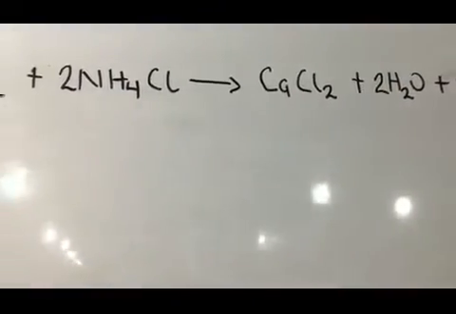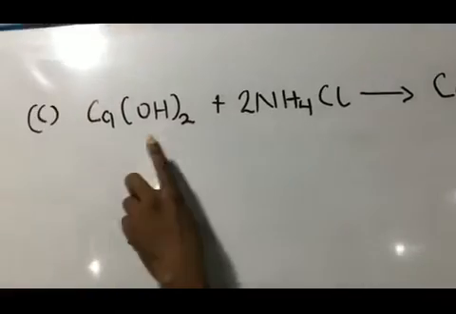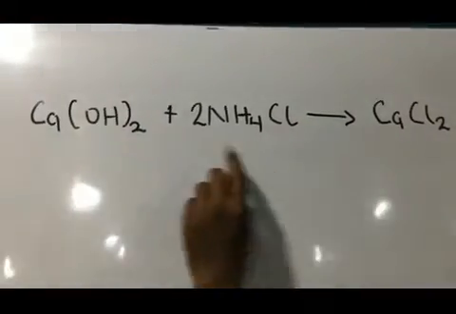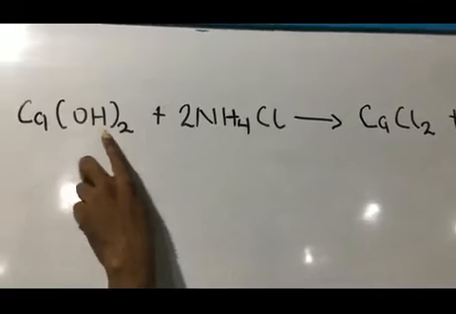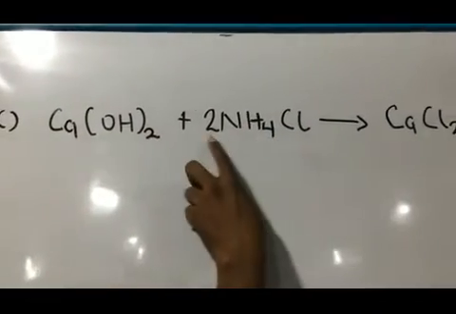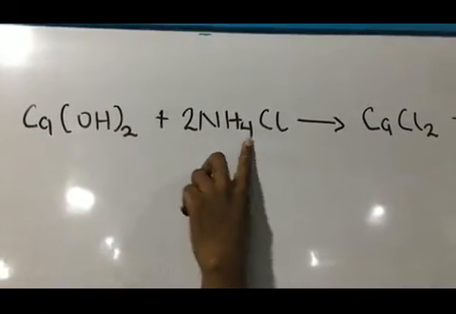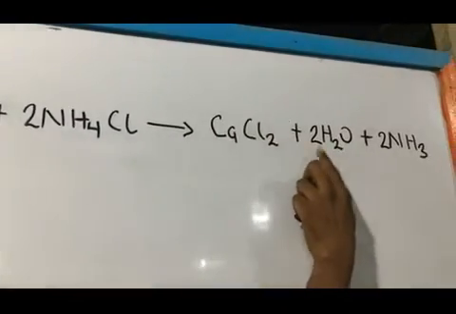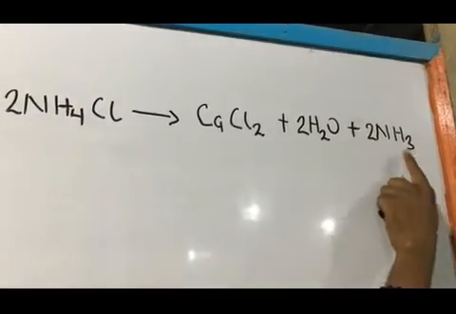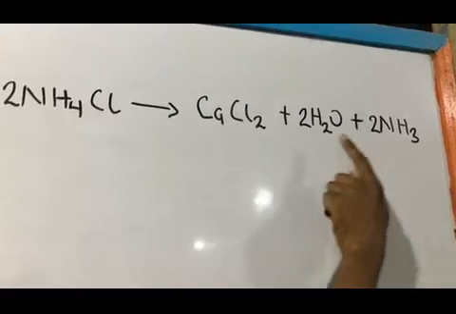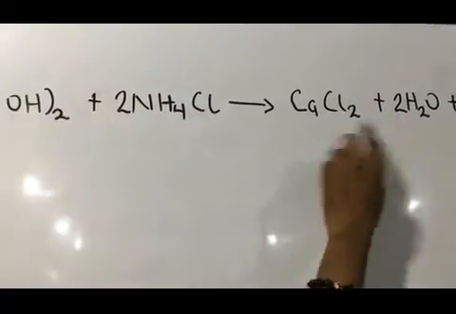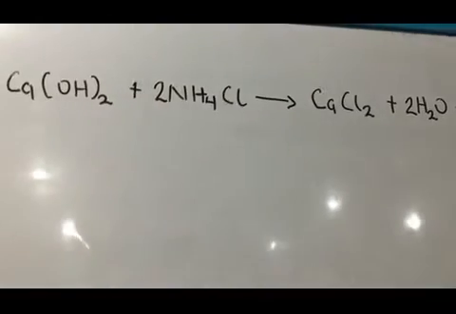If you cross check, calcium is 1, calcium is 1. Oxygen here is 2, oxygen is 2. Hydrogen here is 2, plus the hydrogen from ammonium chloride, which is 8, 2 times 4, making 10. Hydrogen in the water is 4, 2 times 2, and the ammonia is 6, 2 times 3. So 4 plus 6, 10. So the hydrogen is also balanced. And then chlorine is 2, chlorine is 2. So that's a balanced equation.